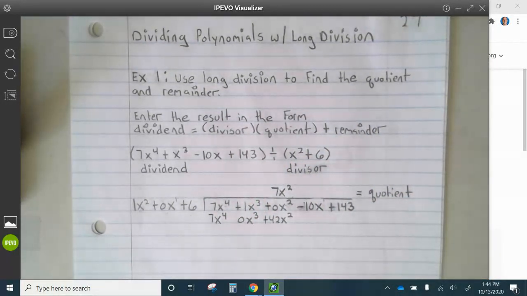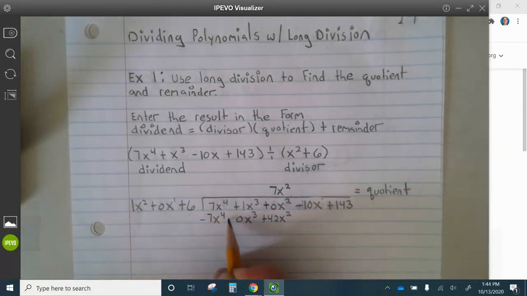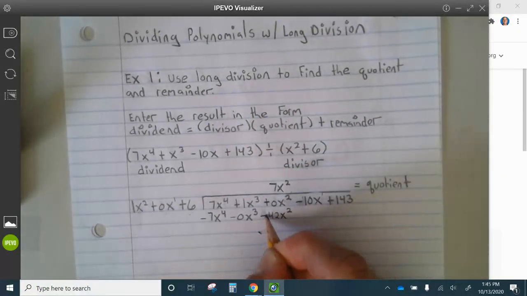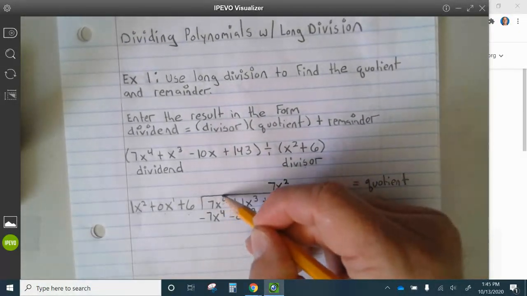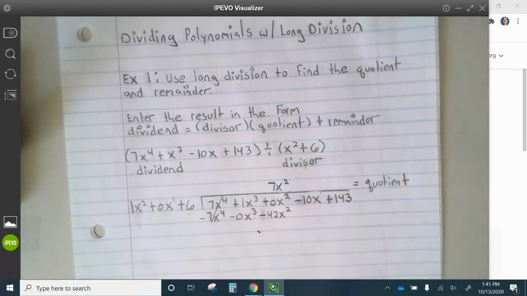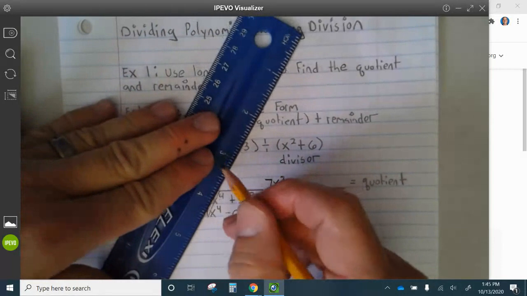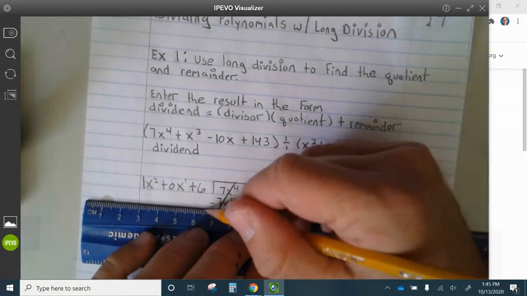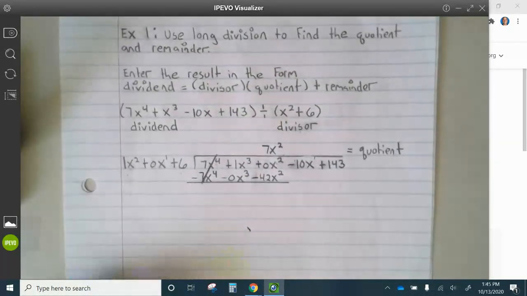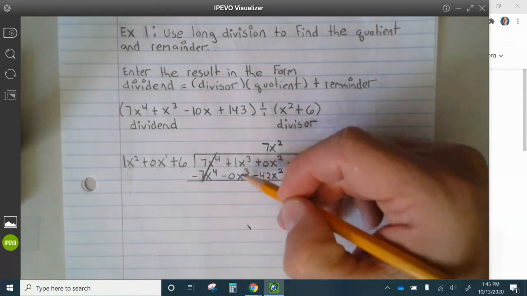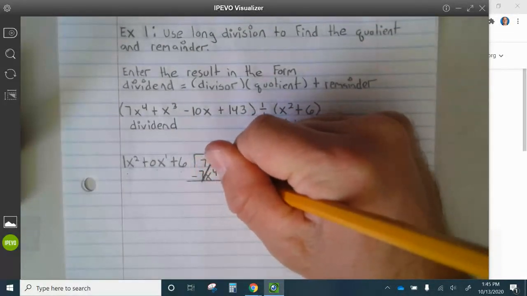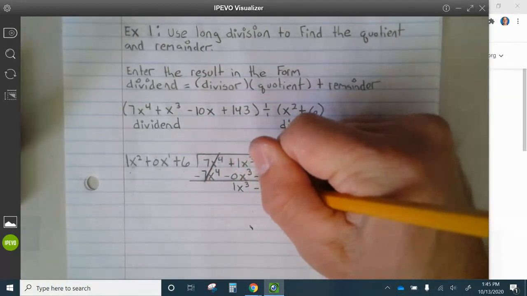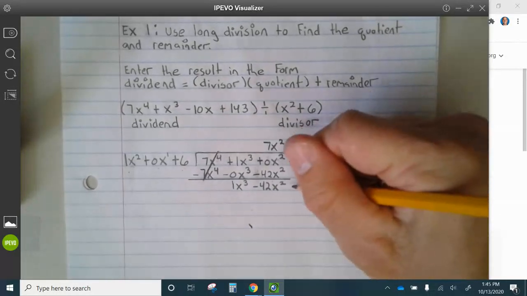Okay, now you subtract all the terms. And if you did it correctly, this first term will always cancel. Okay, now we combine terms. 1x cubed minus 0x cubed is 1x cubed. And then 0x squared minus 42x squared is minus 42x squared. Let's go ahead and bring down the next term.